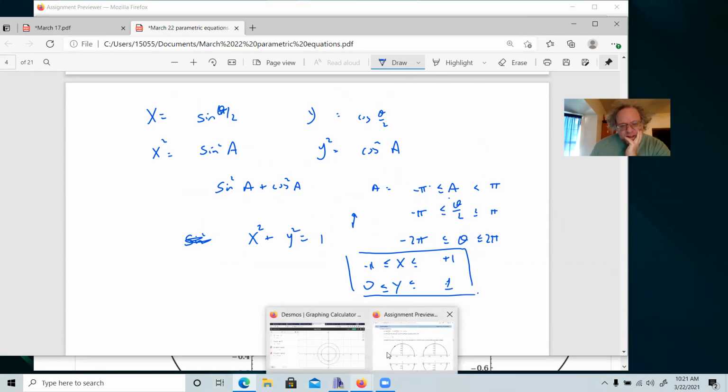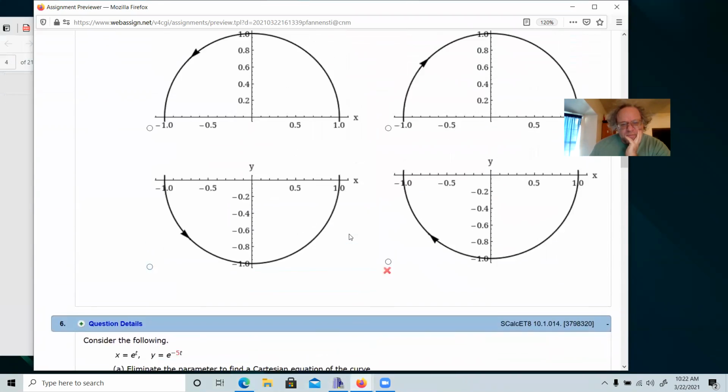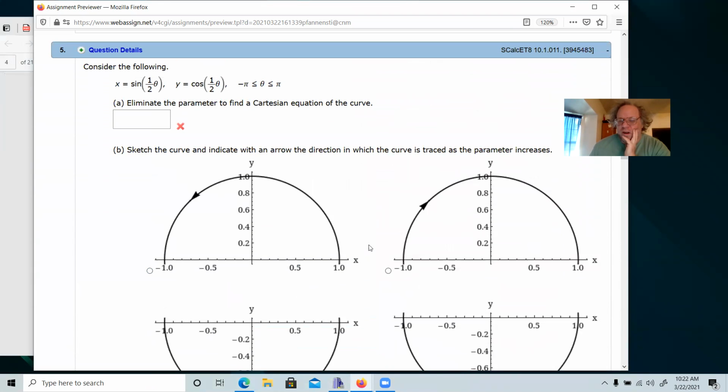Go back to our homework, take a look at that. So we could type in x squared plus y squared equals 1, but we would definitely start from x equals negative 1 to positive 1, kind of a thing.